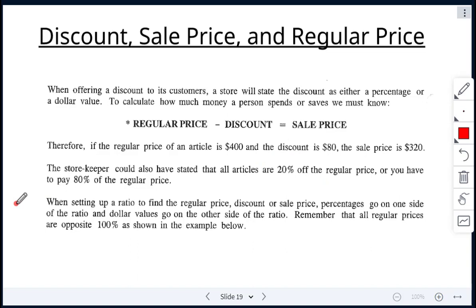All right, so we would have to set up a ratio to find the regular price, discount, or sale price, or percentages. And so again, on one side, we'll have that. On the second side, we'll have the dollar values. Okay, regular prices are always the 100%. Okay, and then the discount would be whatever we're trying to figure out.